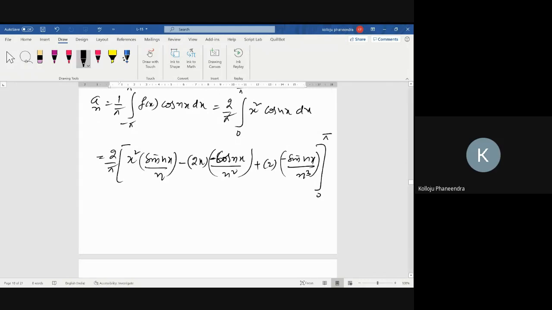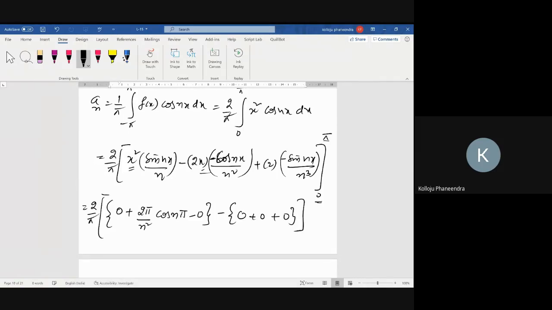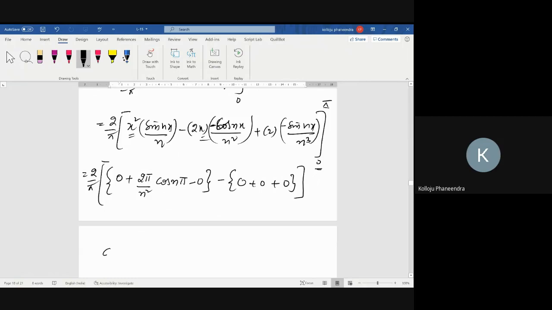Now, substitution of limits. First the upper limit, pi: sin n pi is 0. And coming to the second term, this is plus, in place of x, pi: 2 pi by n square, cos n pi will be there, and sin n pi is 0. This is upper limit minus lower limit, in place of x, 0. So the first is 0, second also 0, third also 0.